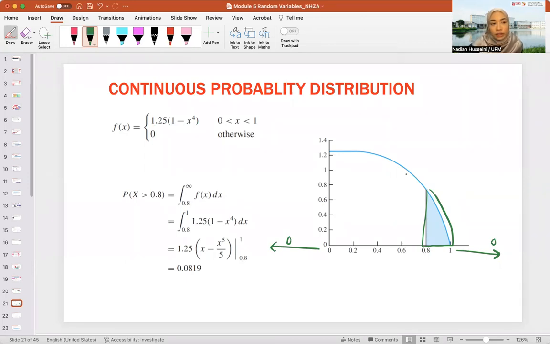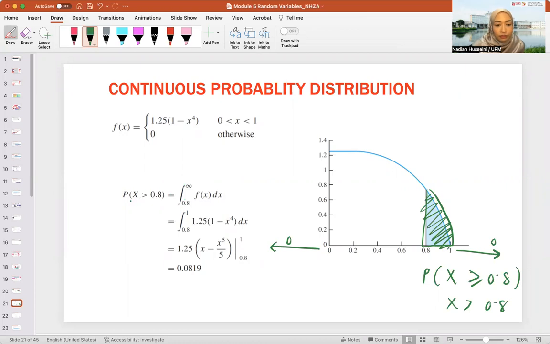And when we're trying to find the probability of x being larger than 0.8, you actually have to integrate this entire section. As you can see over here, 0.8 is included in the integration because for a continuous probability distribution, the endpoints are always included whether or not you want to include them. You have to integrate it. So it's just the same as the probability of x greater than or equal to 0.8.